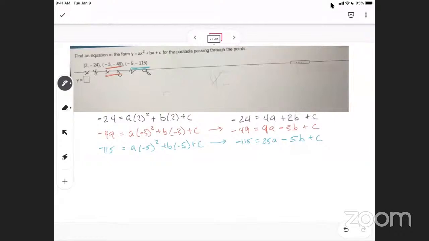So let me just show you how to do this real quick. We would combine these together and eliminate, let's eliminate the c. So we're going to multiply this one by negative 1. If I multiply that by negative 1, I get positive 115 equals negative 25a plus 5b minus c. Now I add this to the red one, and I'll do the same thing with the other black one, and I'll eliminate the c in both of them.